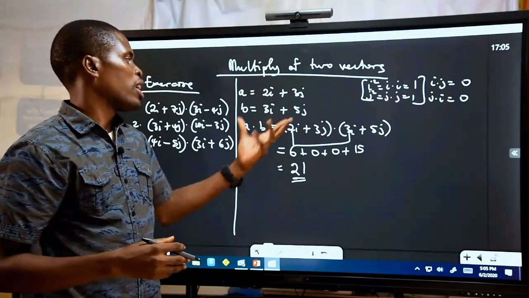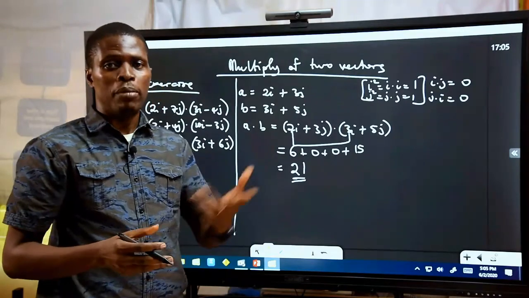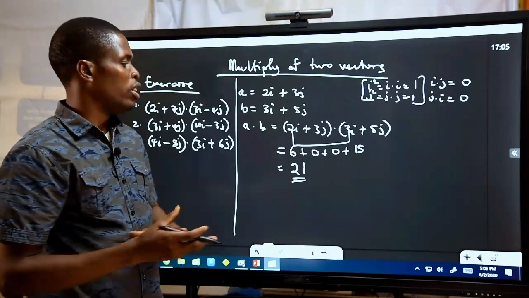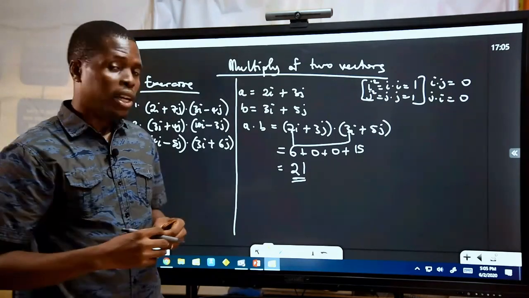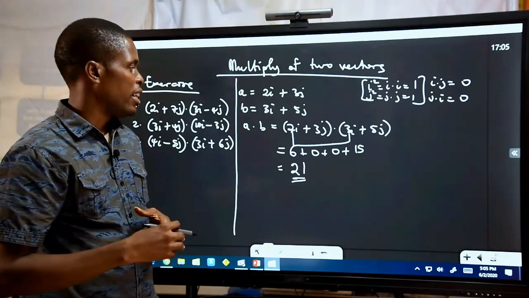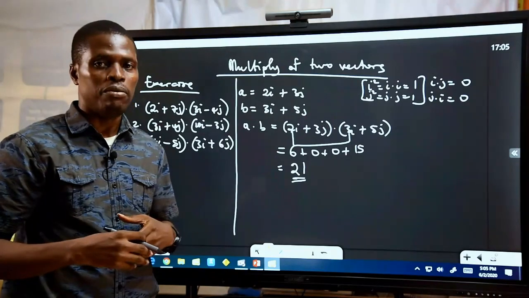So in subsequent class, we are going to look at vector in 3 dimensions. So this is vector in 2 dimensions. We will be looking at application in finding area of a triangle, parallelograms, and other properties of vectors.